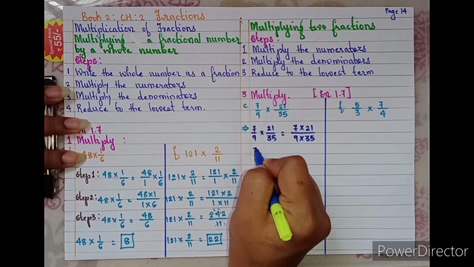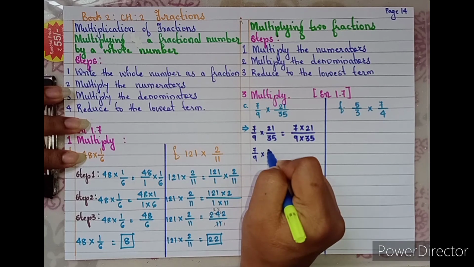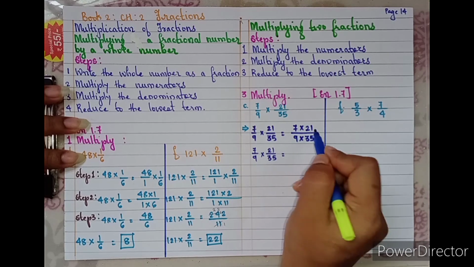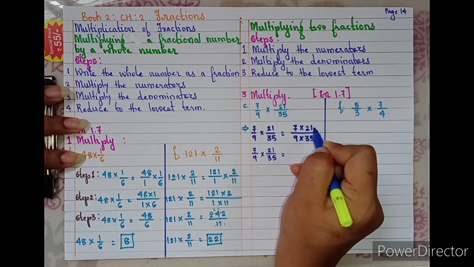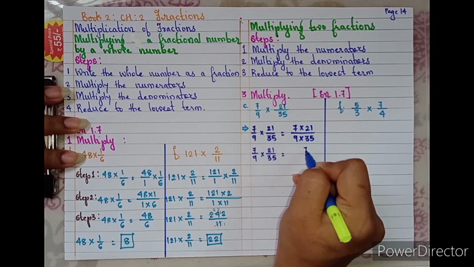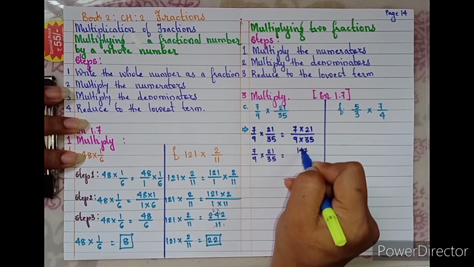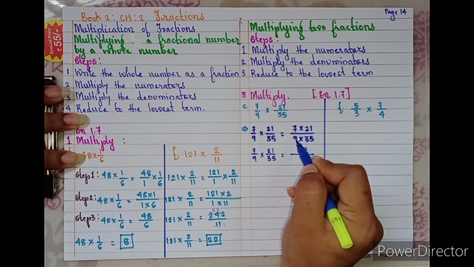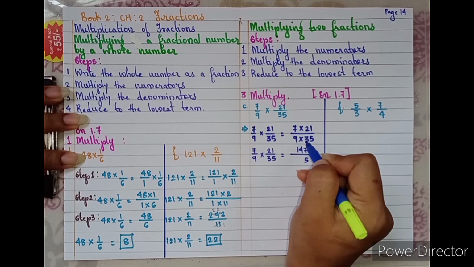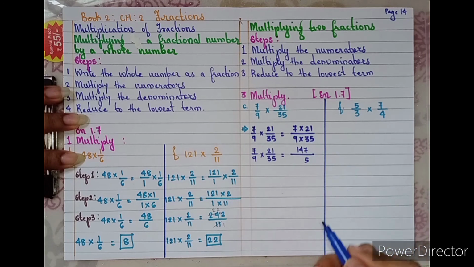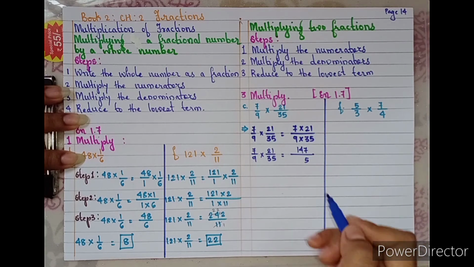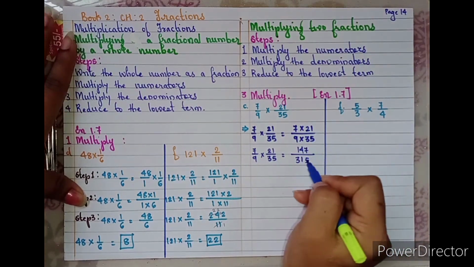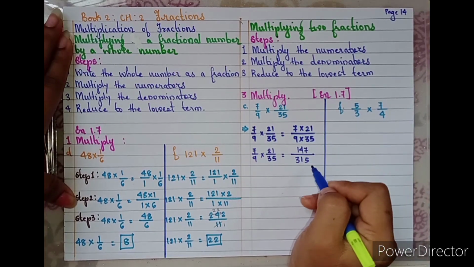Further, 7 by 9 into 21 upon 35 equals, now let's multiply. 7 into 1, so we always start with the 1's place. 7 1s are 7, 7 2s are 14, therefore 147. Then 9 5s are 45, 4 carry, 9 3s are 27, 27 plus 4 is 31. So this is 147 upon 315.